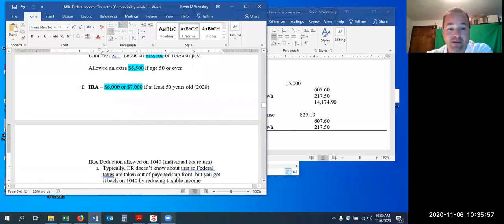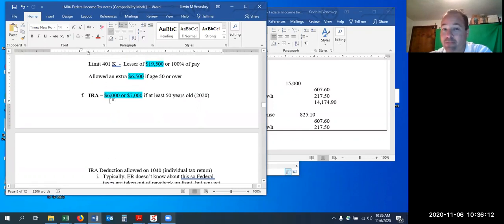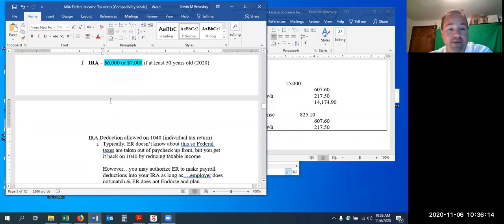And then this amount is actually reduced if you put money into a 401k. Okay, so that's the maximum amount you can put away if you haven't put anything into any other type of plan. You can't put away a lot of money into the 401k plan and then set up a separate IRA. It doesn't quite work like that.